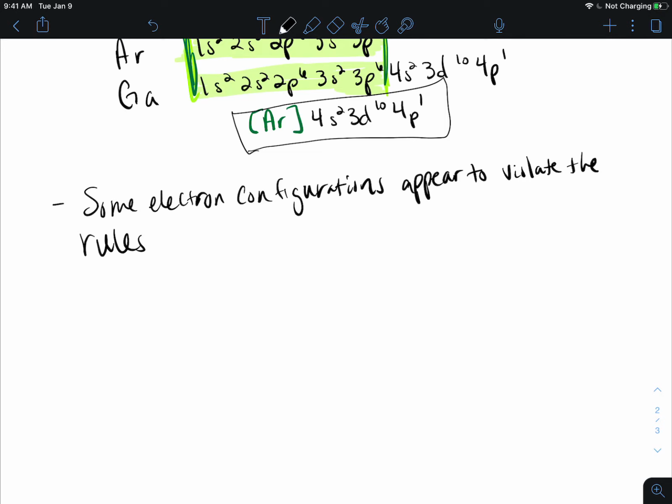So they don't follow all of the same rules that we're used to seeing or that we've seen so far. And the reason they do this is because they're trying to get to a more stable state. So our irregularities will occur when there are enough electrons to half fill or completely fill a D or F subshell.